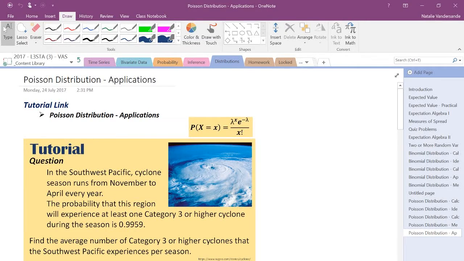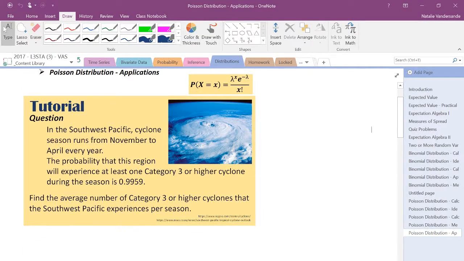Looking at our first example, in the Southwest Pacific, cyclone season runs from November to April every year. The probability that this region will experience at least one Category 3 or higher cyclone during the season is 0.9959. Find the average number of Category 3 or higher cyclones that the Southwest Pacific experiences per season. This is an example of an inverse Poisson question where we are given a probability and asked to work out lambda.